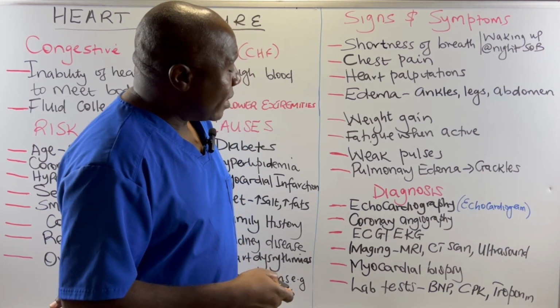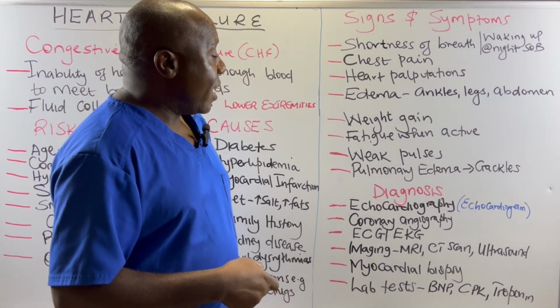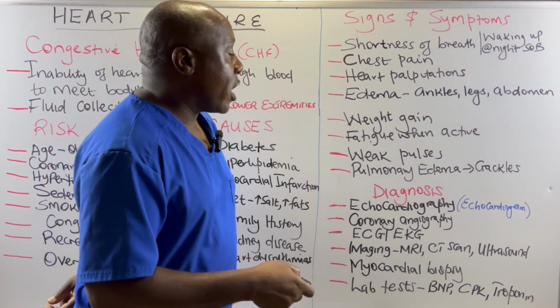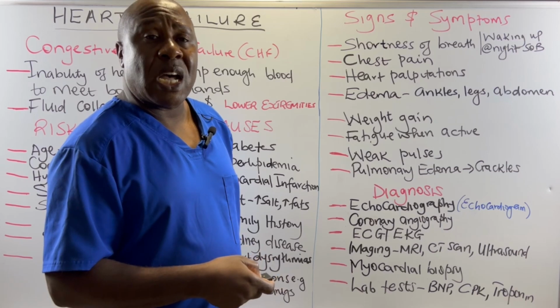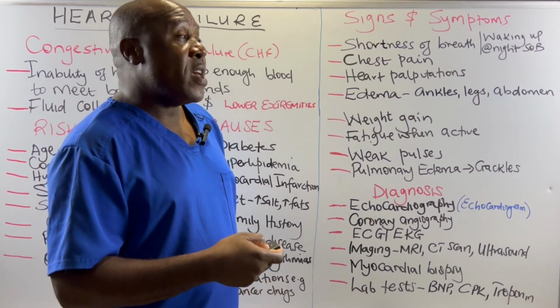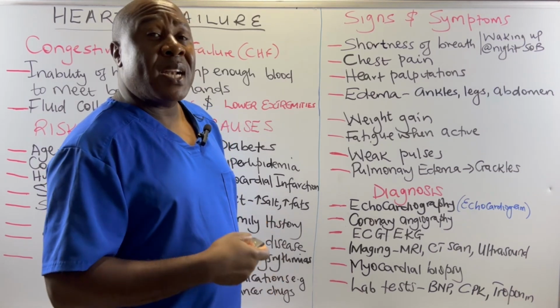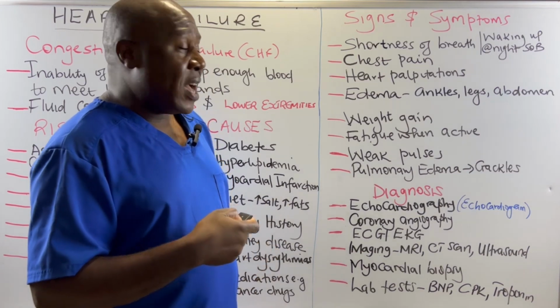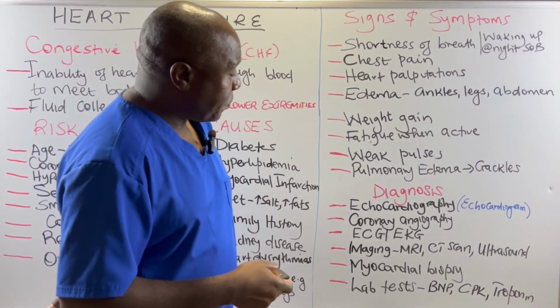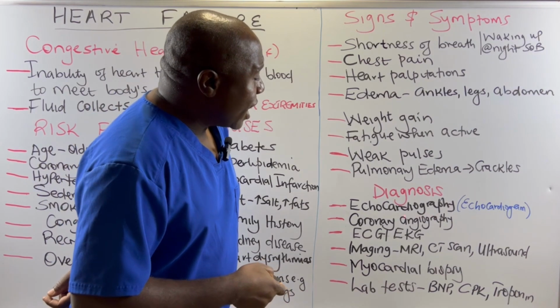Now, method number one is echocardiography. And this is where we end up having echocardiograms. They use ultrasound to take images of the heart, to generate images of the heart just to analyze how that heart is actually functioning. Then we have coronary angiography.